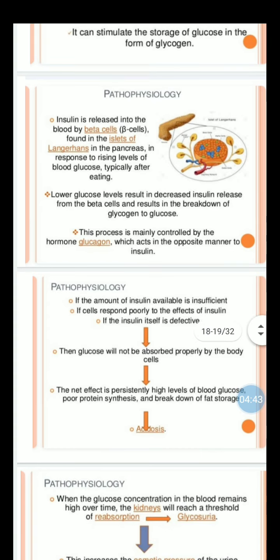Then a lower glucose level causes decreased insulin release from the beta cells, and this results in the breakdown of glycogen to glucose. What will happen due to decreased insulin release from the beta cells? It results in breakdown of glycogen to glucose, and this process is mainly controlled by the hormone glucagon, which acts in the opposite manner to insulin.